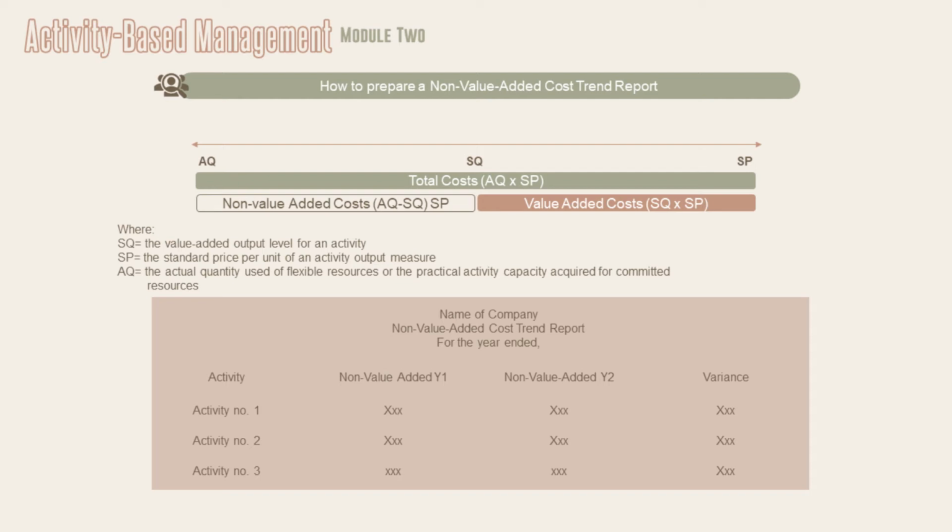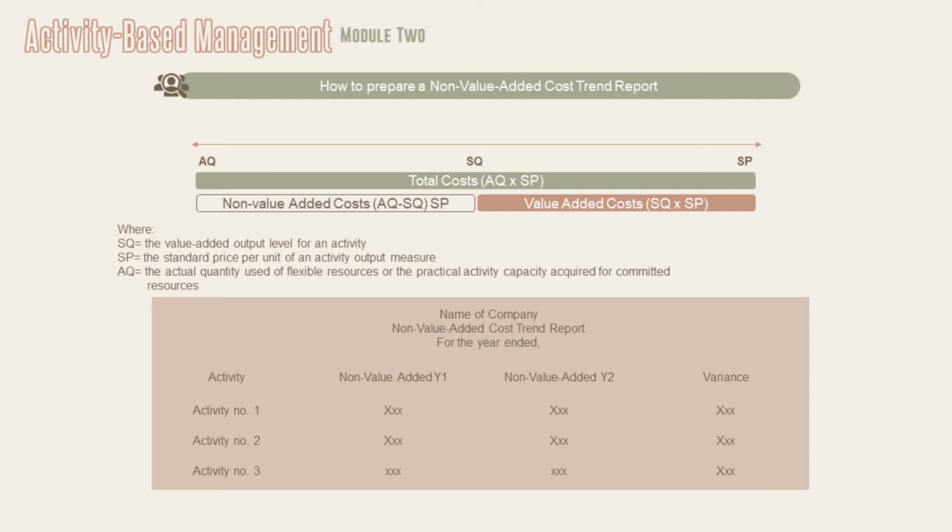So in preparing a non-value added cost trend report, we should have, of course, again, our heading. For the first line of the heading, we should indicate the name of the company, and for the second line, of course, we're going to indicate what type of report we are preparing. For this problem, it is the non-value added cost trend report. And for the last line, that is where we're going to indicate the year ended. For this problem, it is December 31, 2021.